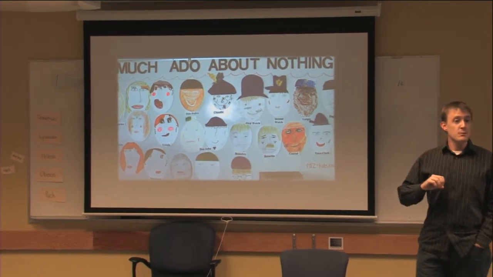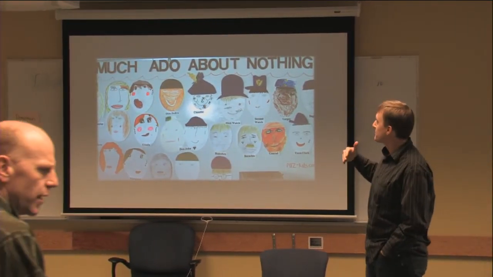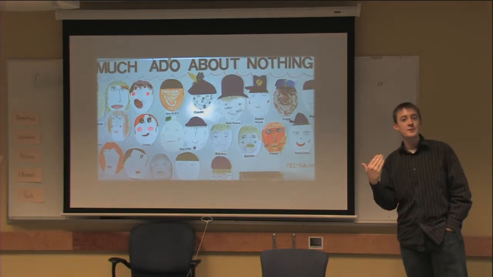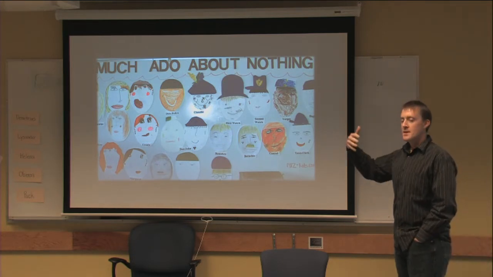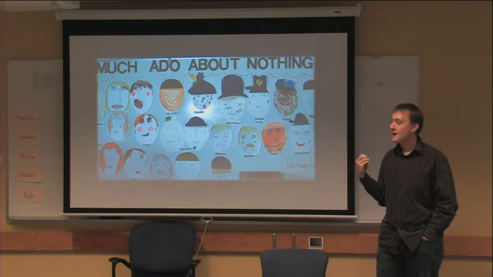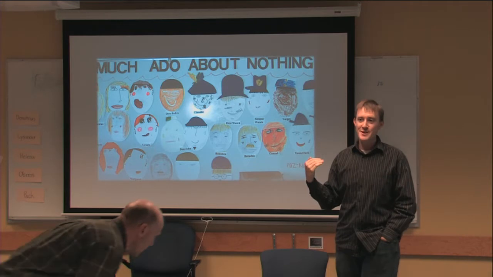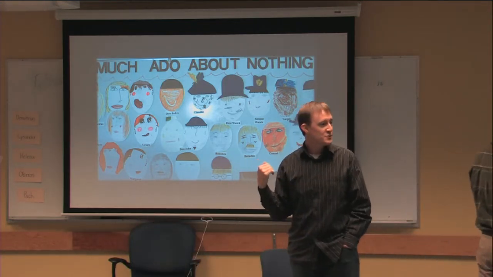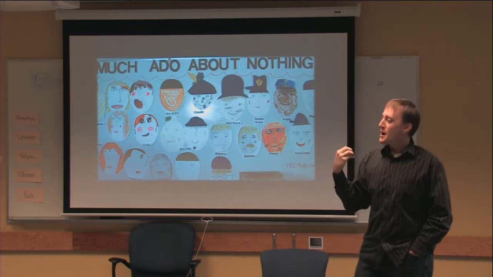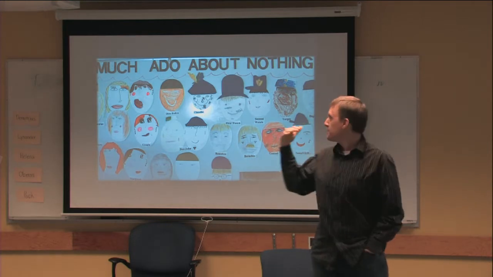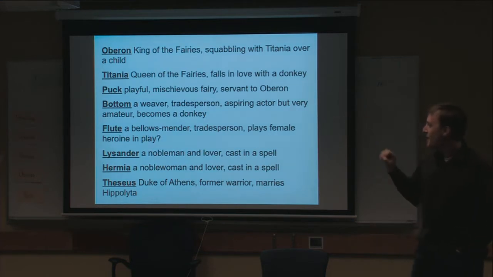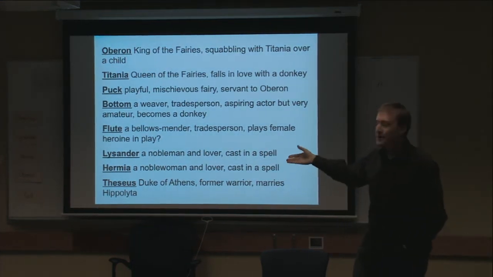These are some masks that were done in one of the classes. They were doing Much Ado About Nothing in this particular year. As a pre-activity, all of the students were given a little bit of a description about the character and then had to create a mask based on that. Now we're going to do a very similar activity here in this class. I'm going to give you some characters from A Midsummer Night's Dream, a little bit of a description, and I want you to create a character out of one of them, and you can pick any one of the 8, I think, that we have on the screen, whether it's Oberon or Titania, Puck, Bottom, Flute, Lysander, Hermia, or Theseus.